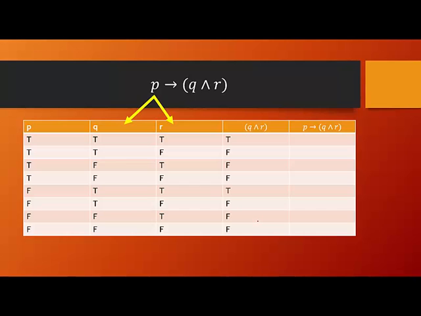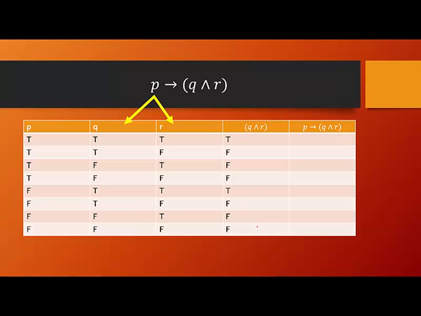Then we're going to take a look at Q and R. This time and, remember and says you have to have all true. So true, true is true. But here I have a false, makes it false. There's a false and a false, so those are false. Both true is true. There's a false, there's a false, there's a false, so those 3 are false.